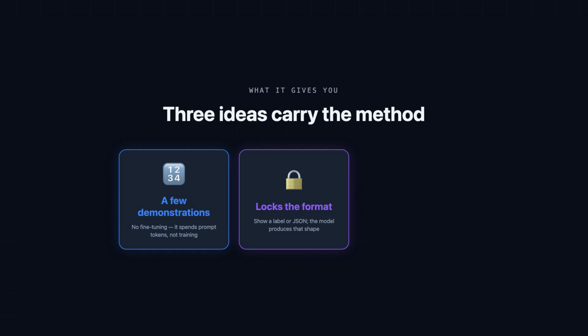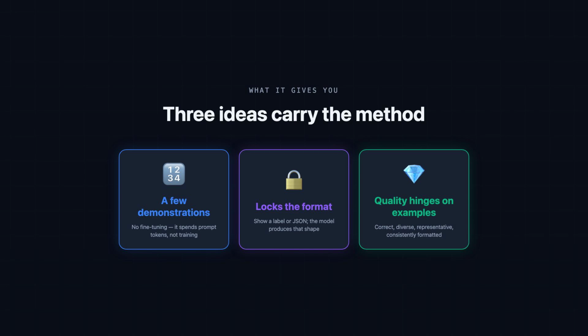Second, it locks the output format. This is the superpower. Show 3 examples answering with a label or JSON, and the model reliably produces that same shape for you. Third, quality hinges entirely on good examples. They should be correct, diverse, and representative of what you'll actually ask, with consistent formatting throughout. A sensible ordering and a balanced mix of labels help too, so it really pays to choose your shots with care.